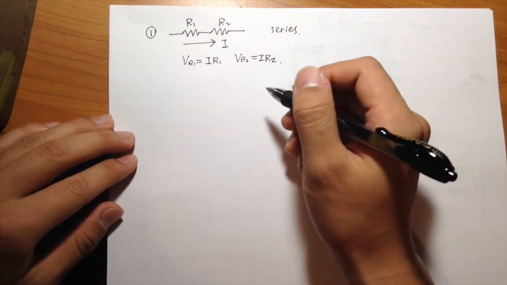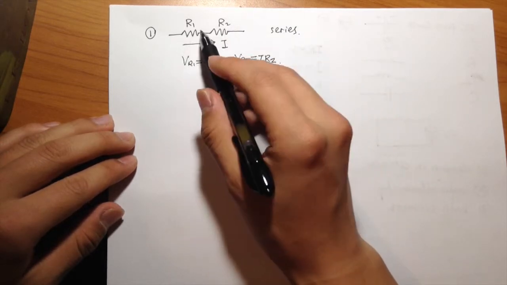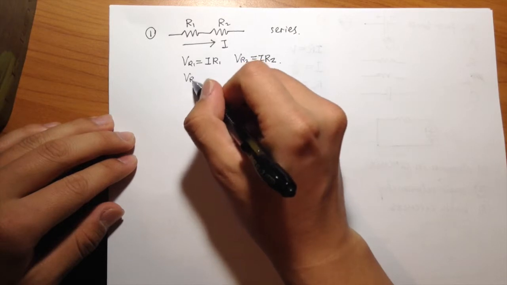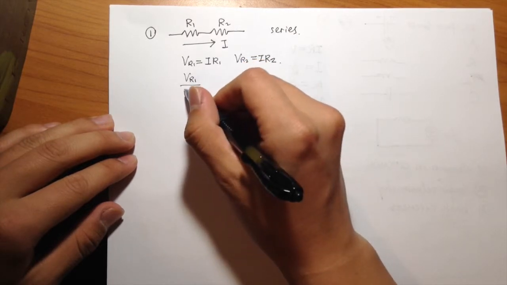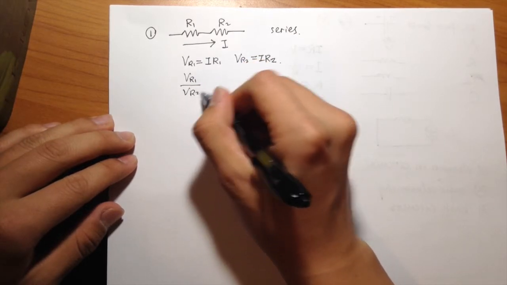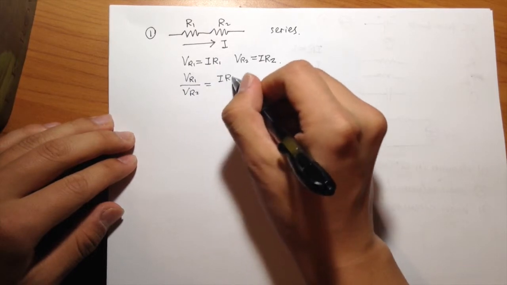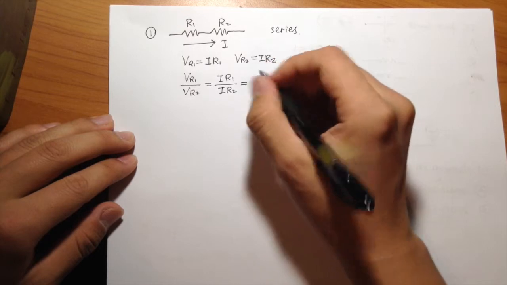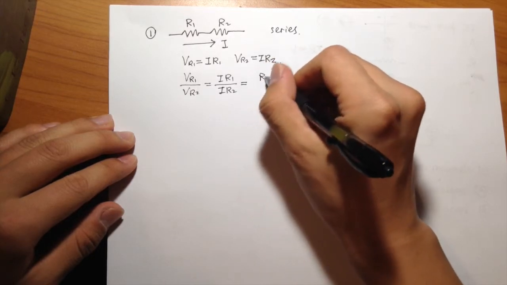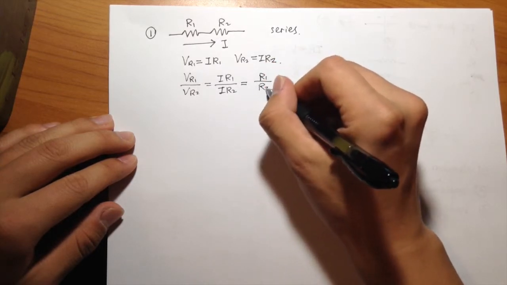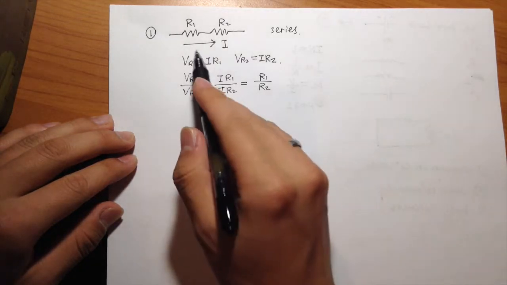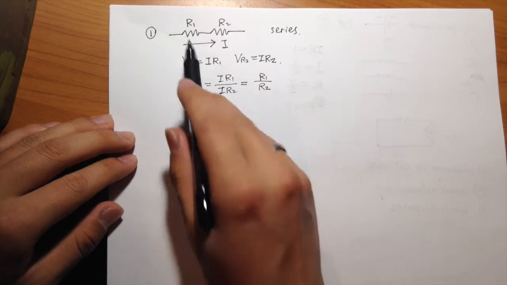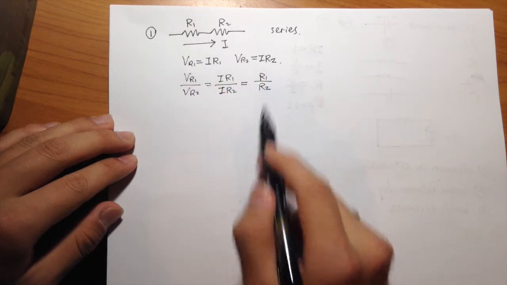And if we want to know the ratio of the two voltages, that would just be VR1 over VR2 equals I R1 over I R2 equals R1 over R2. So as you can see, the ratio of the two voltages is just the ratio of the two resistors.